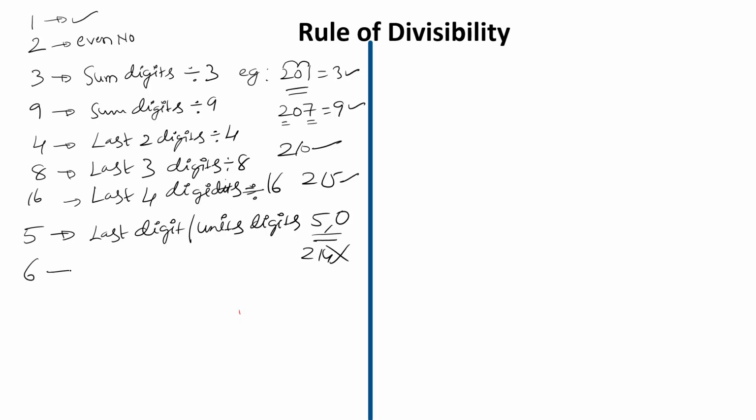Now coming to 6. The number should be divisible by 2 and 3. For example, 201 is divisible by 3, but it is not divisible by 2. So that is the reason 201 is not divisible by 6. For example, one number I will take, 306. Now 6 plus 3 is 9, and 9 is divisible by 3. Yes, it is divisible by 3. It is also divisible by 2, because it is an even number. So that means 306 is divisible by 6.